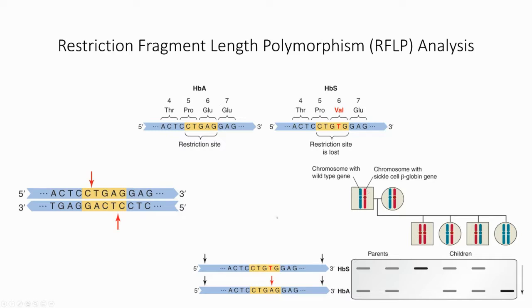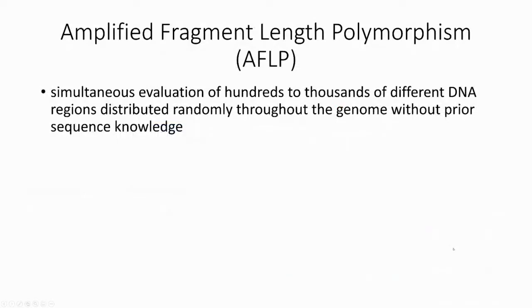When you perform this RFLP, this is wild type, this is mutant, then the parent will have one band for the wild type and one band for the mutant. For the children, if they get both mutant, you will see one band. If both are wild type, also one band. And in between, you will have two bands. That's the RFLP.